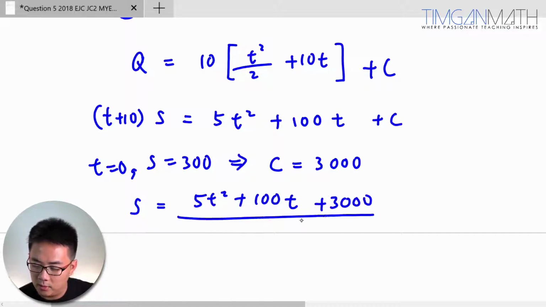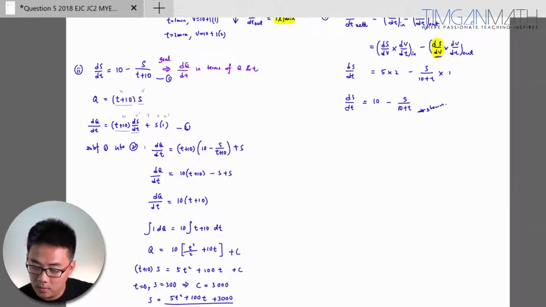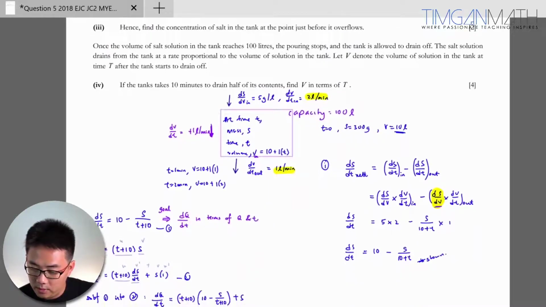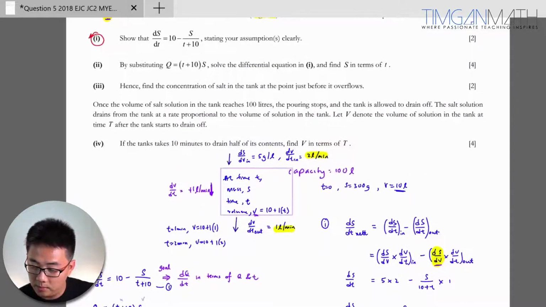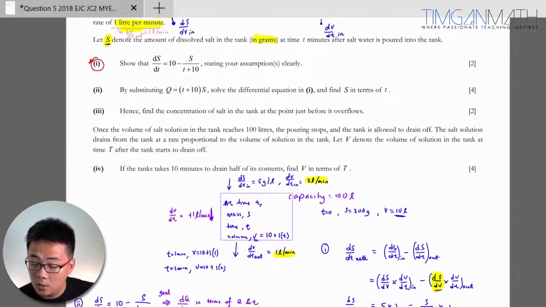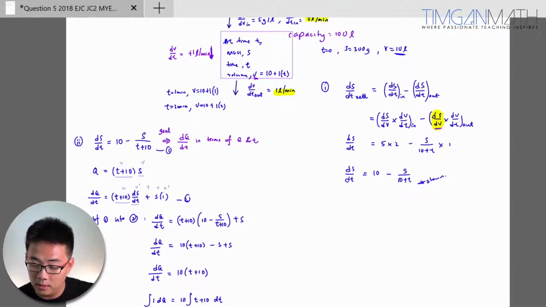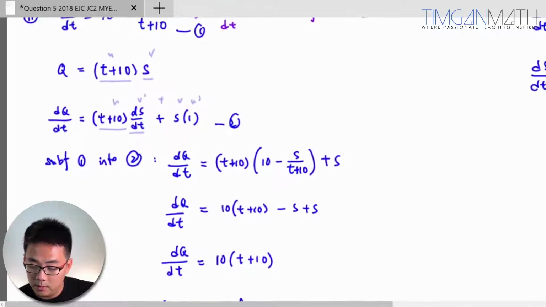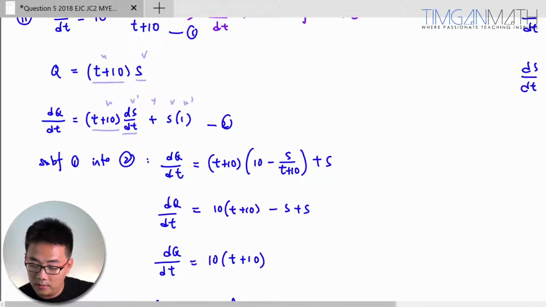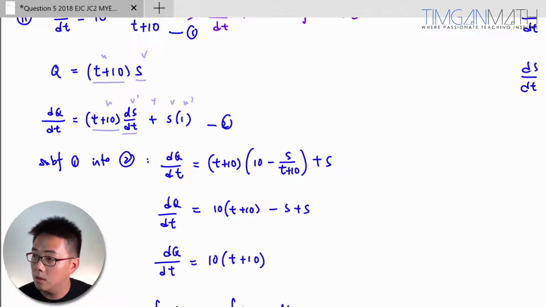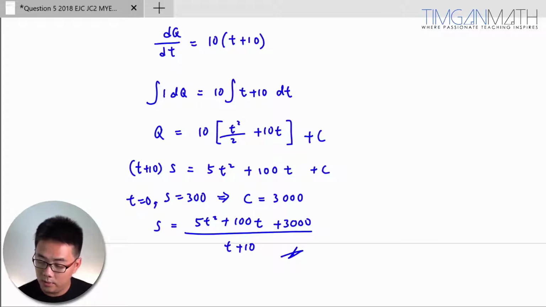Let me check my answer, okay? t plus 10. Let me just go through a bit. I think that's about it. Shouldn't be any problem there. Substitute dq dt inside. Correct. So I think this is a correct answer.